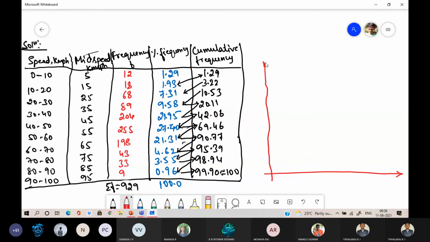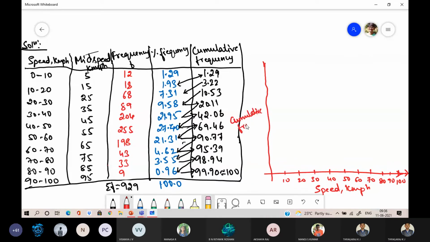Take one more graph sheet. The x-axis is the same, that is speed in kilometers per hour: 10, 20, 30, 40, 50, 60, 70, 80, 90, 100. Okay. Next, the y-axis. You are going to plot the cumulative frequency on the y-axis.